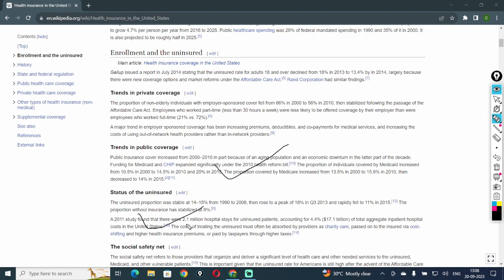Now we discuss the state of the uninsured. The uninsured portion was stable at 14 to 15% from 1990 to 2008, then rose to a peak of 18% in 2013 and rapidly fell to 11% in 2015.